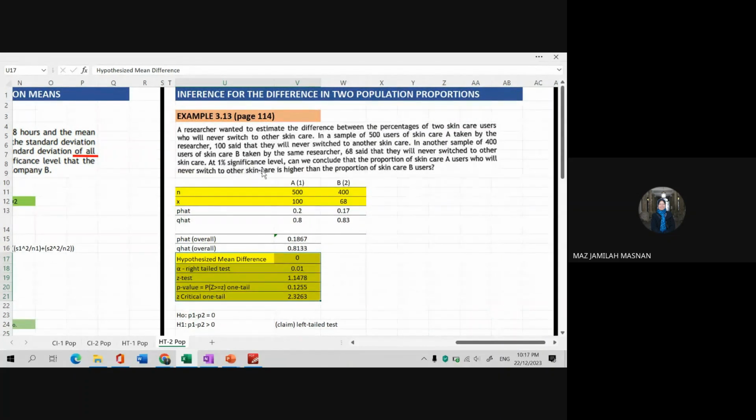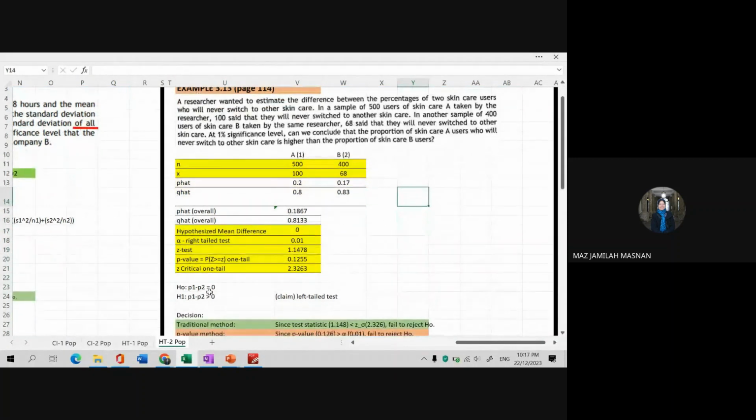At 1% significance level, can we conclude that the proportion of skincare A users who will never switch to another skincare is higher than the proportion of skincare B users? Definitely, if you translate them into the null and alternative statements, you are talking about proportion 1 and proportion 2, which reflect skincare A and skincare B.